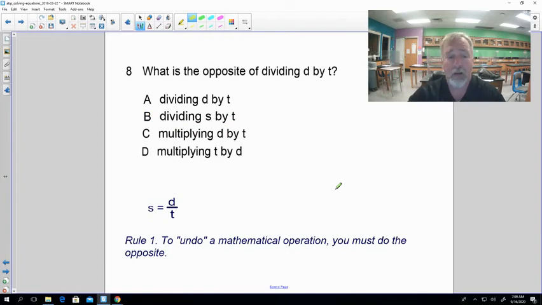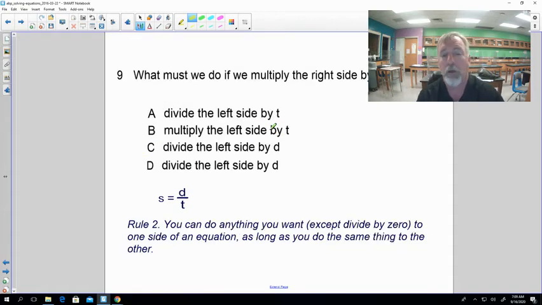So what's the opposite of dividing d by t? Then it would be multiplying d by t. Again, we're applying our rules. We're going to undo that operation of division. We're going to multiply by t to undo that operation. Rule 2 tells us, though, that if we multiply the right side by t, then we better multiply the left side. We've got to do the same thing to both sides of our equation.